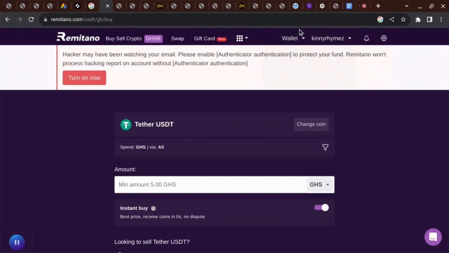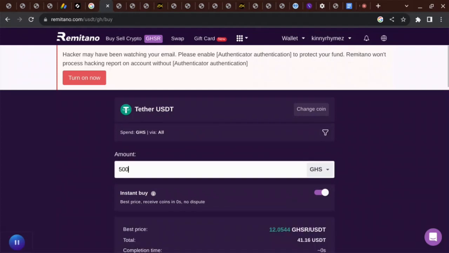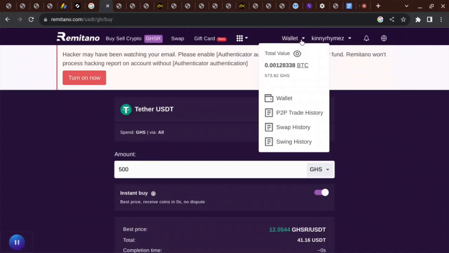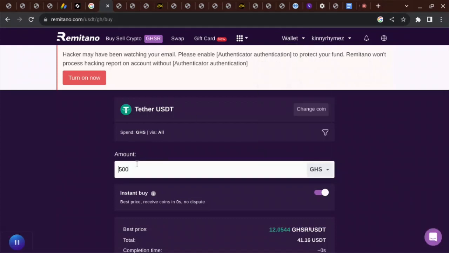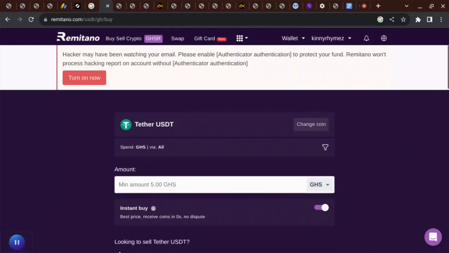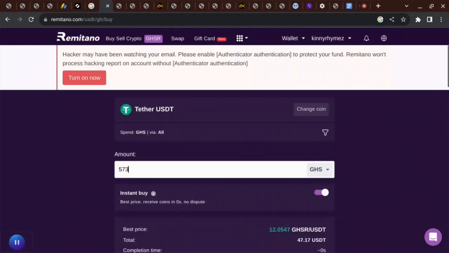Since I have 500 Ghana cedis in my wallet, let's invest 500 Ghana cedis. Investing 500 Ghana cedis means I'm getting 41.16 USDT. Let me invest everything, 573. So investing 573 means that I'm buying USDT for 47.17.